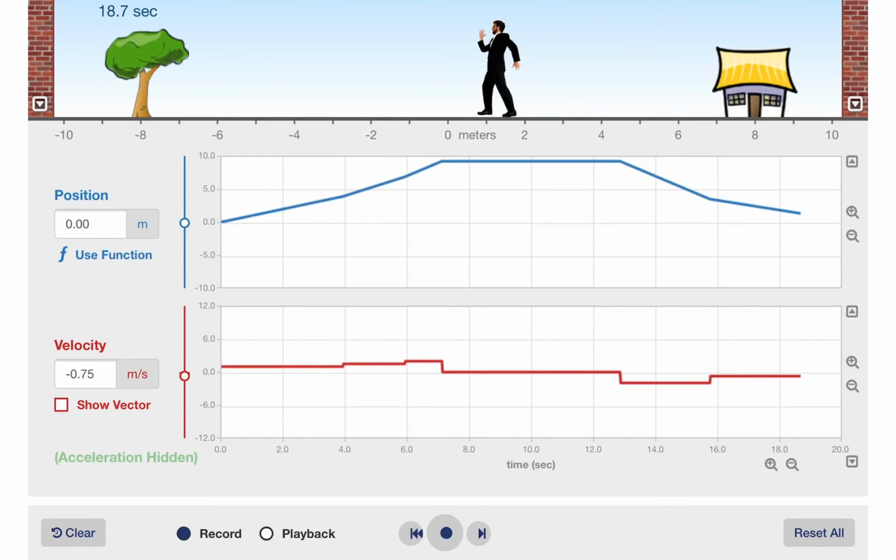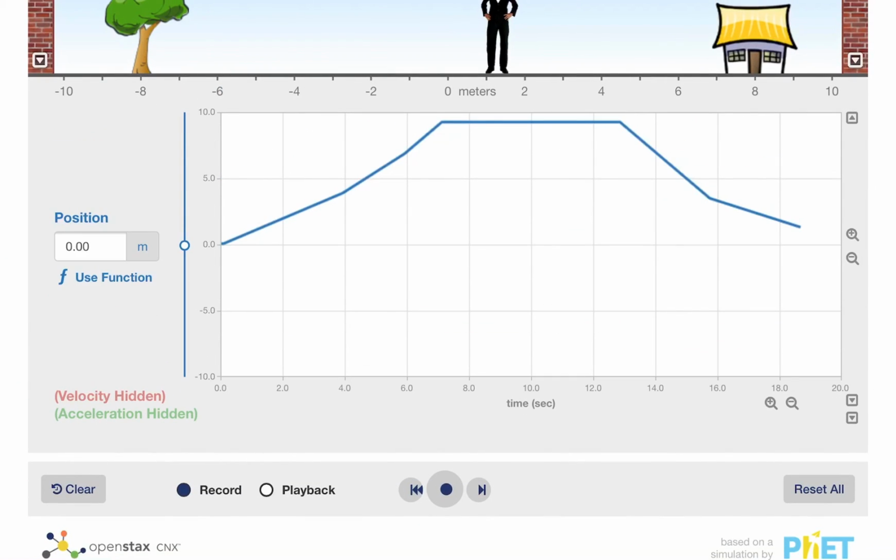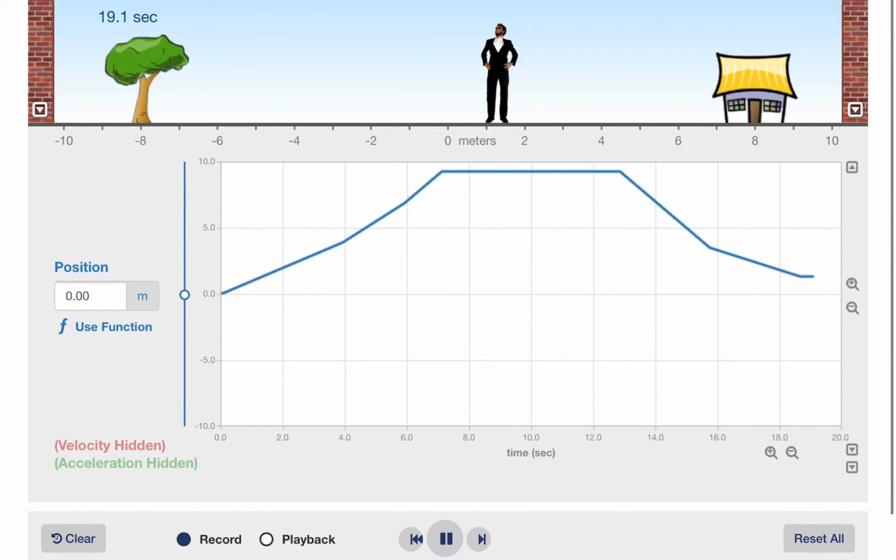And then once again, if he wanted to stand still, his velocity would be 0, and the line would be a horizontal line again. So that's what happens if he's traveling either at a constant speed or if he is standing still.